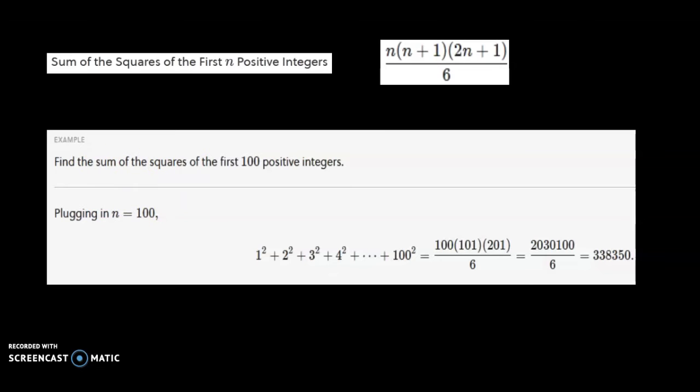So n is 100, and what we have to find? We have to find 1 square plus 2 square plus 3 square and up to 100 square. So we know the formula for it. 100 into 100 plus 1, that is 101, into 2n plus 1, that is 200 plus 1, that is 201, divided by 6. So after solving it, you will get the answer as 338350.